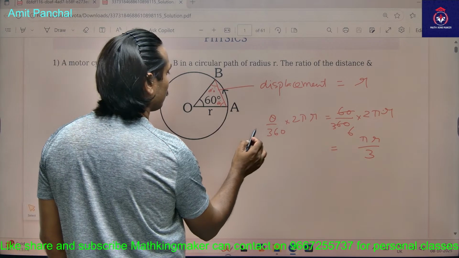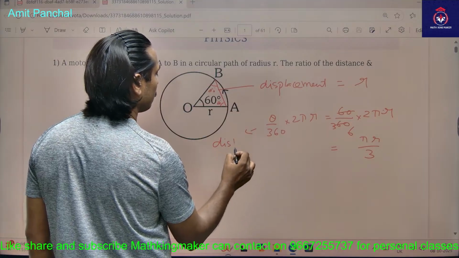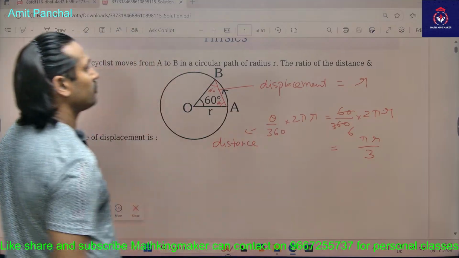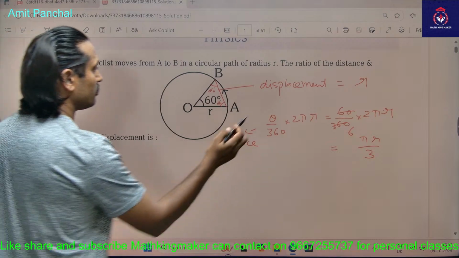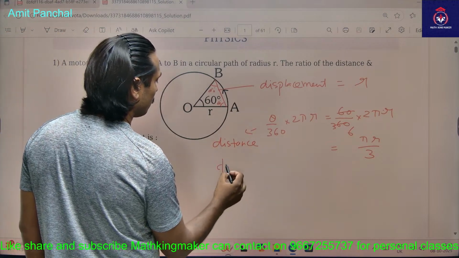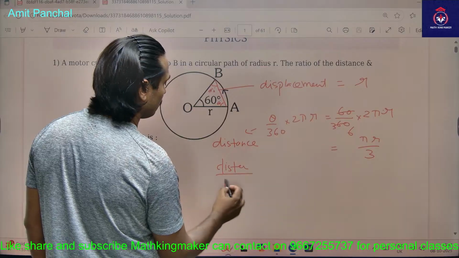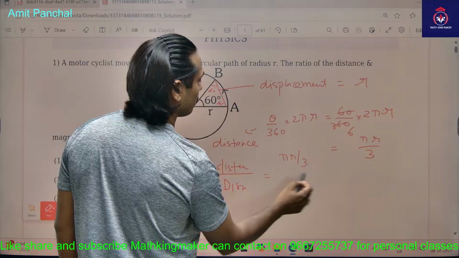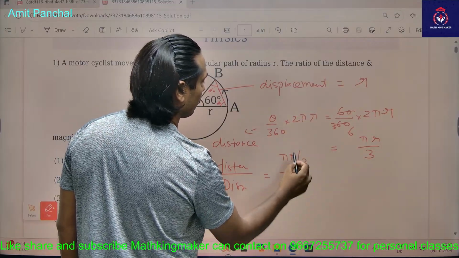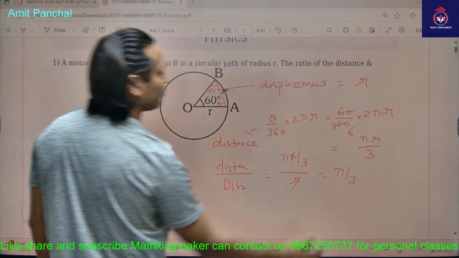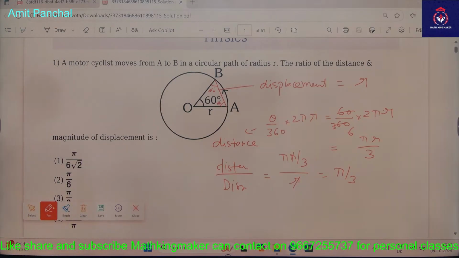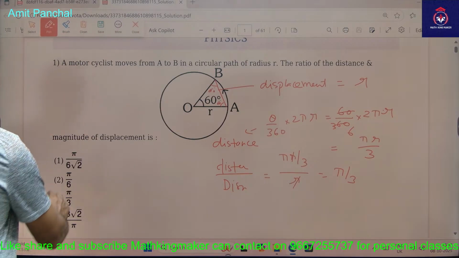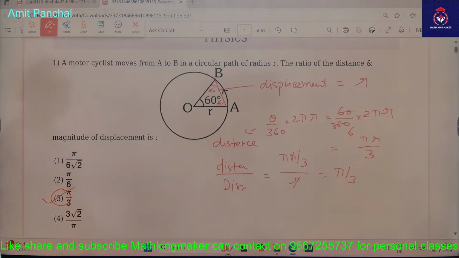Yes. So that will be distance. So you need to find the ratio of distance with displacement. So distance over displacement will be, distance is pi r by 3 and displacement is r, cancelled, so that will be pi by 3. Got it? So your option number 3 is the right answer. Got it?